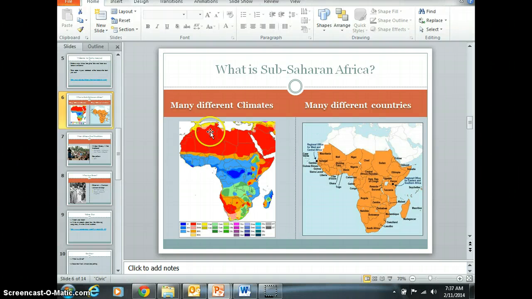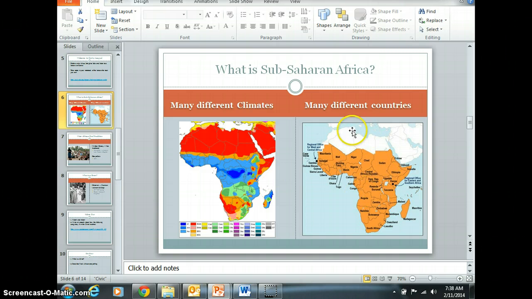So here in Saharan Africa, we probably see more people speaking Arabic. Now there are many other languages too, but many of them speak Arabic. Whereas around here we see hundreds and hundreds of languages. Now there are other languages spoken in the Sahara region of Africa, but I'd say Sub-Saharan has more.